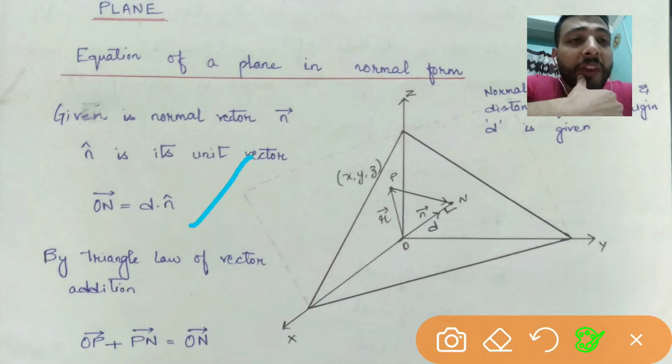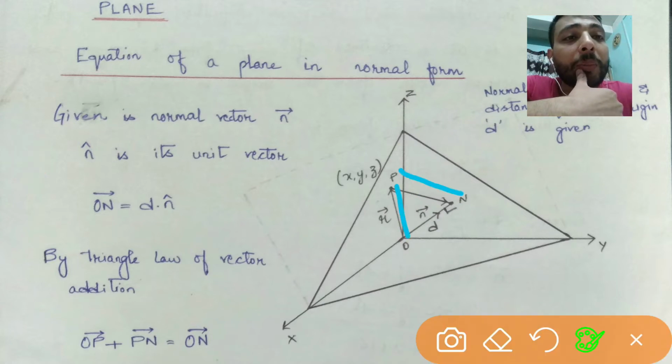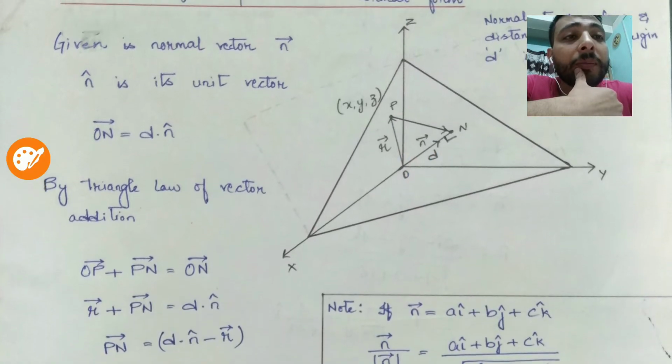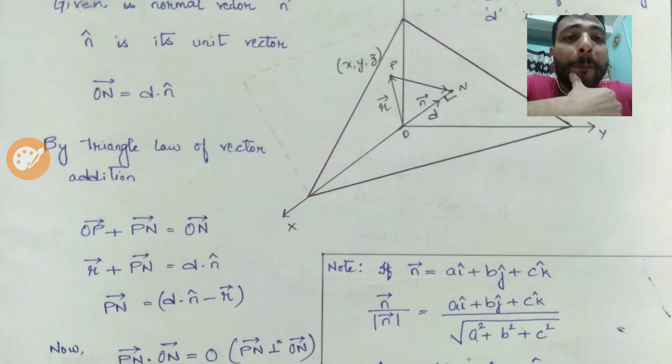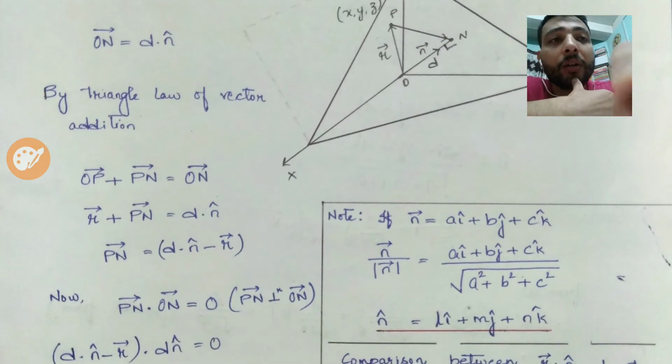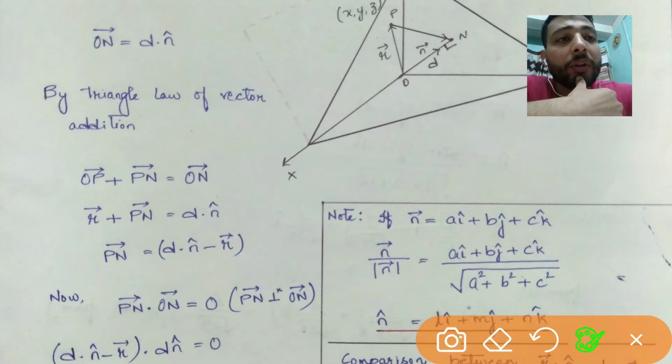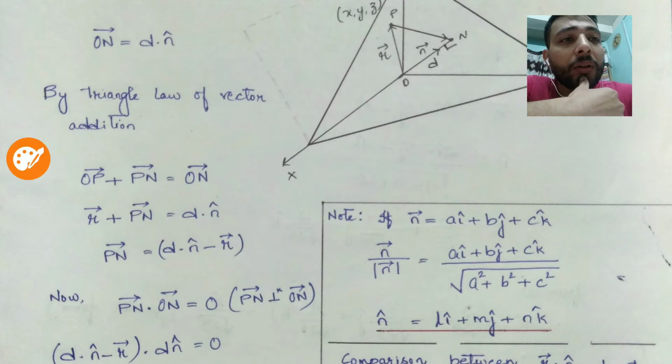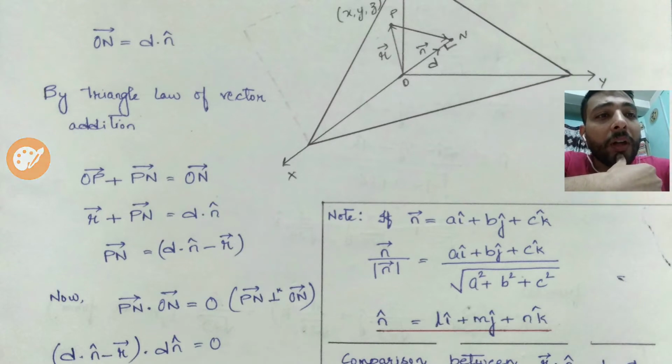Now you look at the triangle OPN. If I use the triangle law of vector addition, you can clearly see, and you also know, that OP plus PN should be equal to ON. So according to the diagram, this is what I have written here.